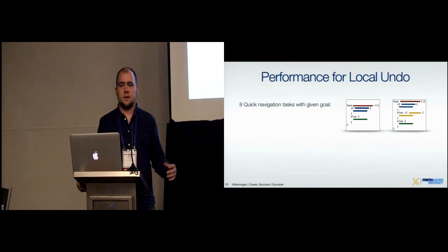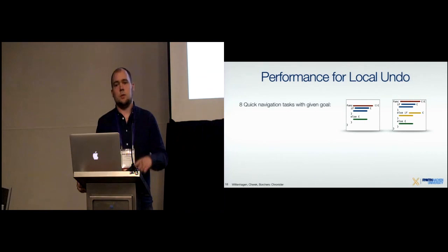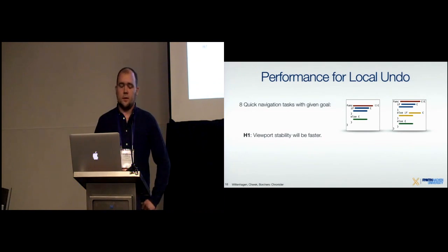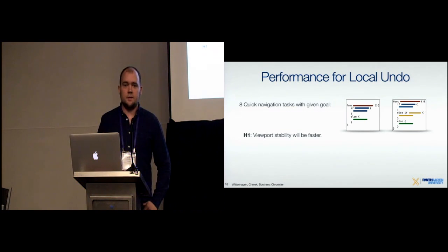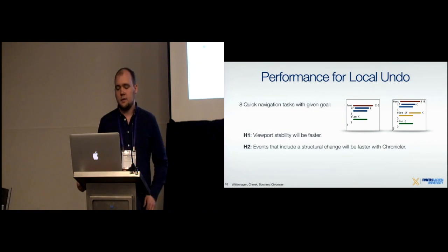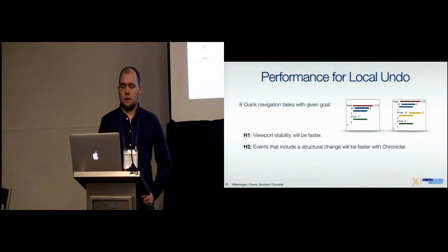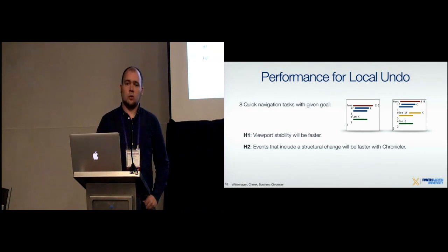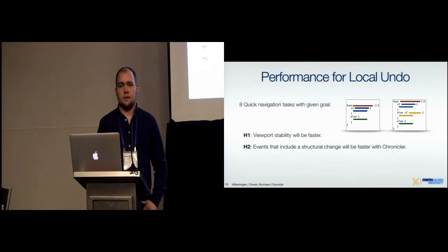And then for this part, we made a between-group study, so every developer had only one tool available. We had 3 hypotheses for that. First one, viewport stability. If you have the tool that keeps in focus what you're looking at, you will be faster to find it. But secondly, we thought if you have a structural change, like in this example, the addition of the else, you might find that more quickly when you have the whole tree flow visualization from Chronicler available.